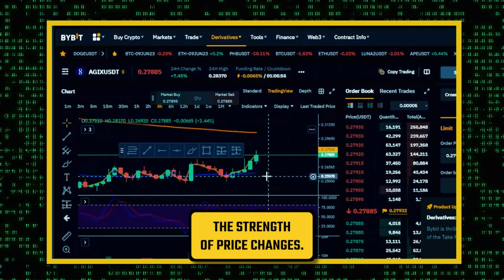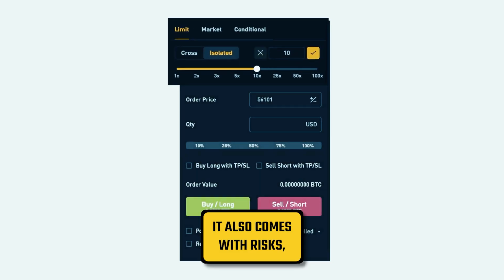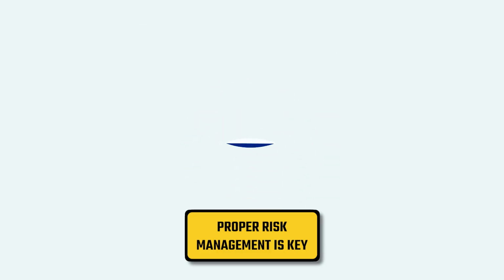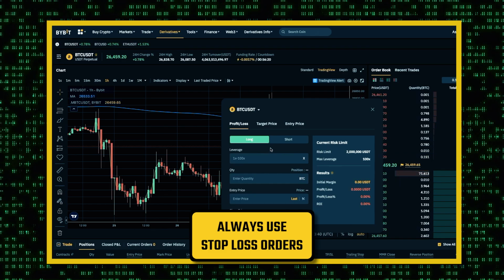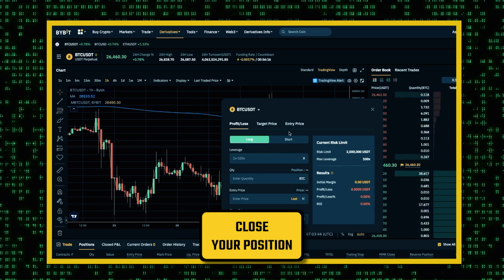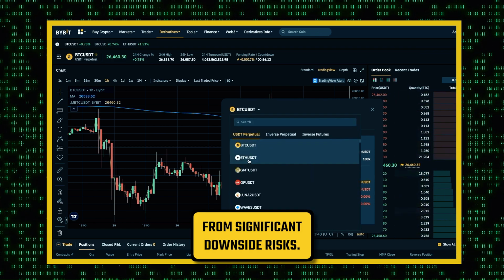While futures trading offers tremendous profit potential, it also comes with risks, especially when using leverage. Proper risk management is key to ensuring long-term success. Always use stop-loss orders to limit potential losses. A stop-loss order will automatically close your position if the price reaches a certain level, protecting you from significant downside risks.